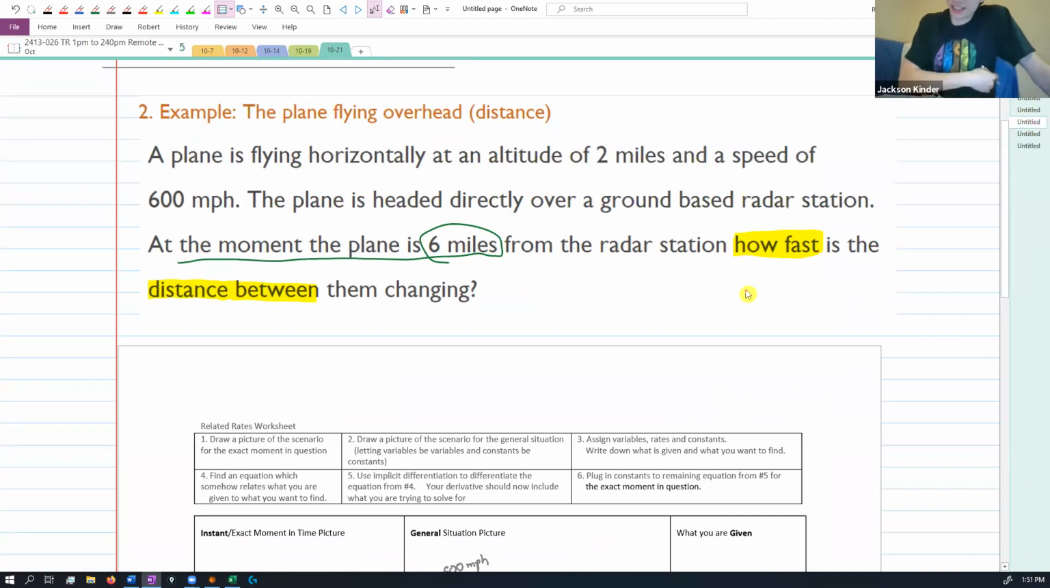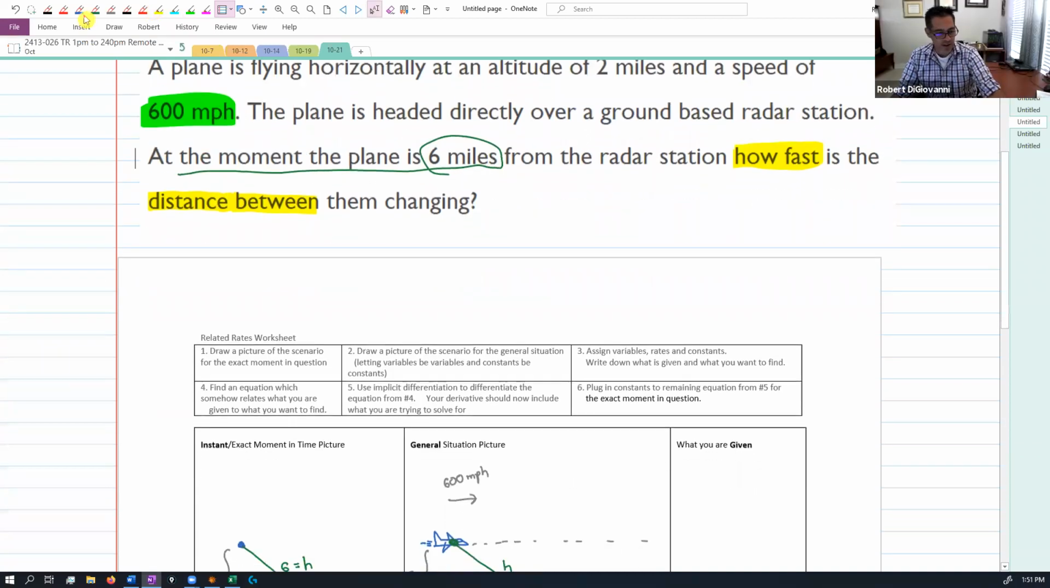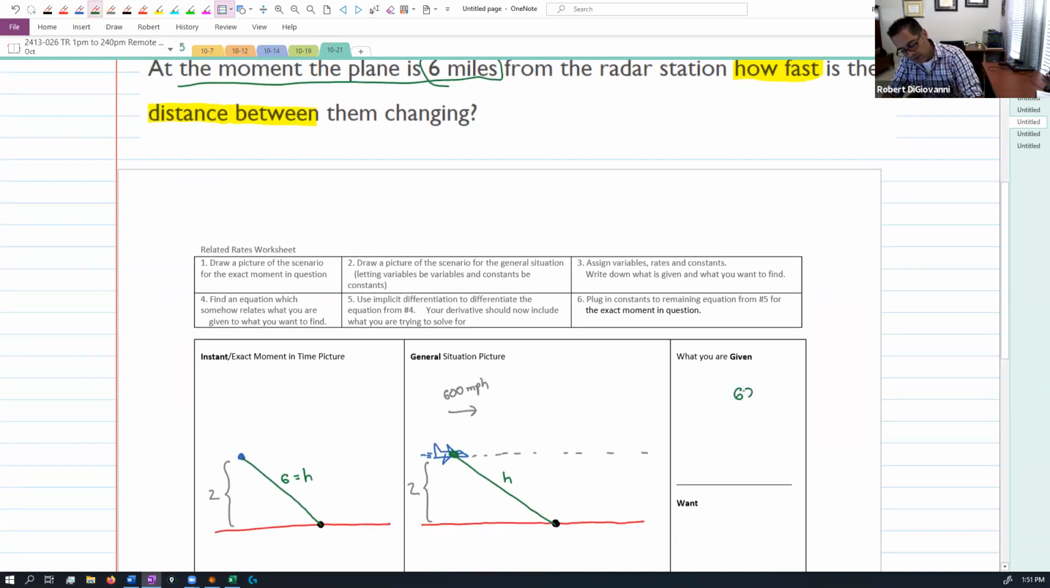Well, we're given that it's at a speed of 600 miles per hour. So it would be like d over dt in relation to... Okay, good. Yes, you're on the right track. So Jackson, we're given 600 as the rate of change of something, right? 600 miles per hour. You know that, and you even said that it's like d something over dt.